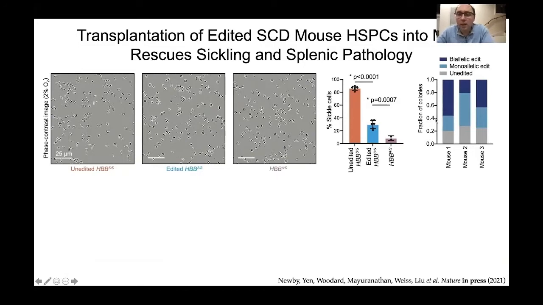We conducted a colony-forming assay to look at the fraction of cells that were edited with one edit, two edits, or were entirely unedited. And similar to before, we see approximately equal ratios of cells with monoallelic or biallelic edits. In this case, it's around 80% of cells that contain at least one edited allele.